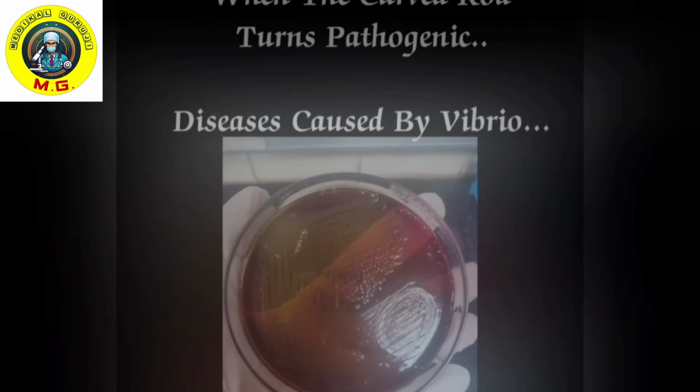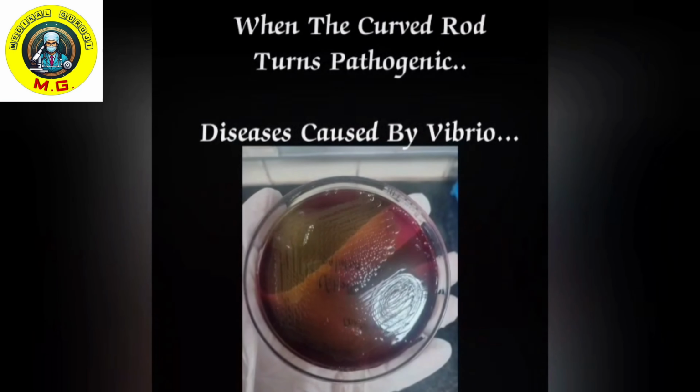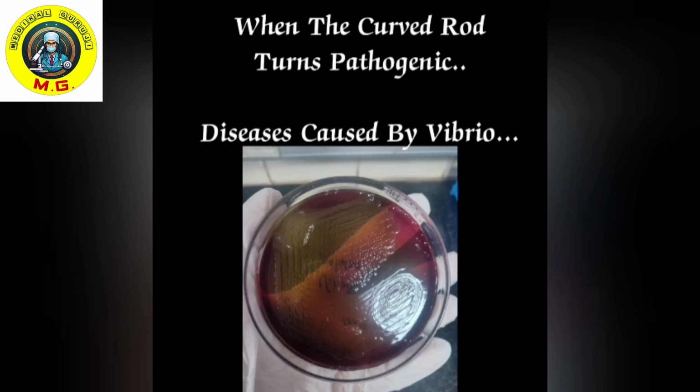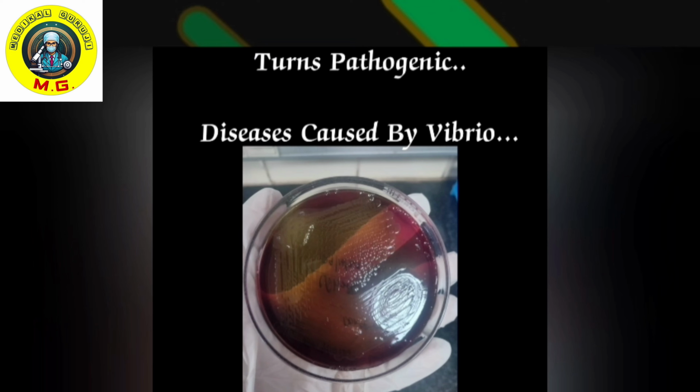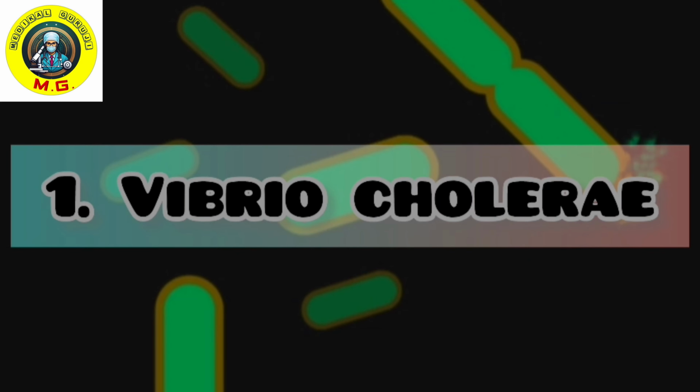Today, let's go deeper into the diseases caused by different Vibrio species, how they spread, what they do inside our body, and how we can prevent them. The first type is Vibrio cholerae, the cause of cholera.